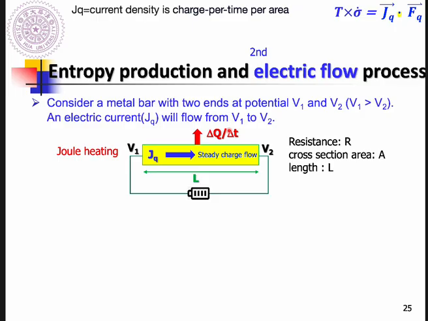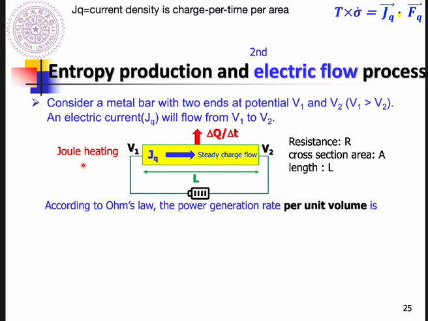So I am going to use this Joule heating rule, or Ohm's law, to try to get sigma dot. According to Ohm's law, the power generation rate per unit volume is also per unit volume for sigma dot. So the power generation rate per unit volume can be rewritten like this. I generate some heat here, right? Delta Q is due to Ohm's law.